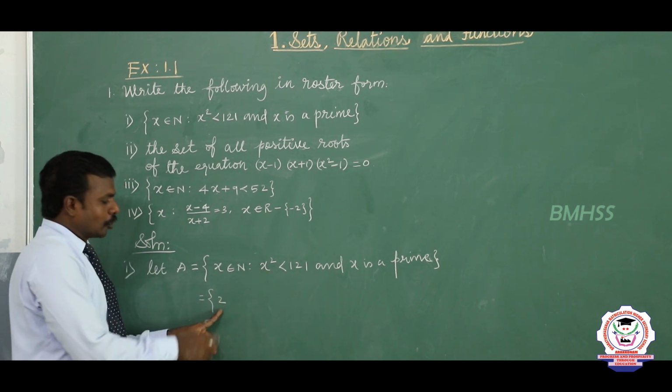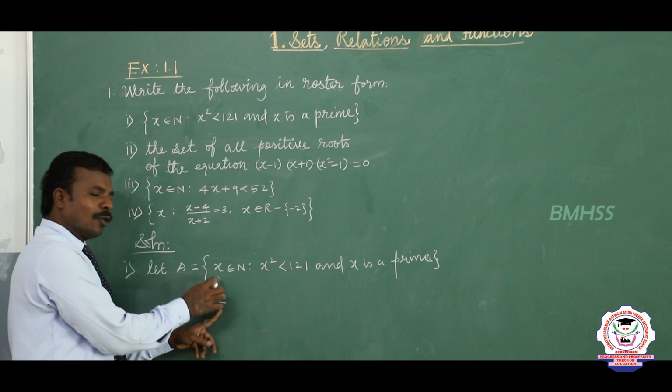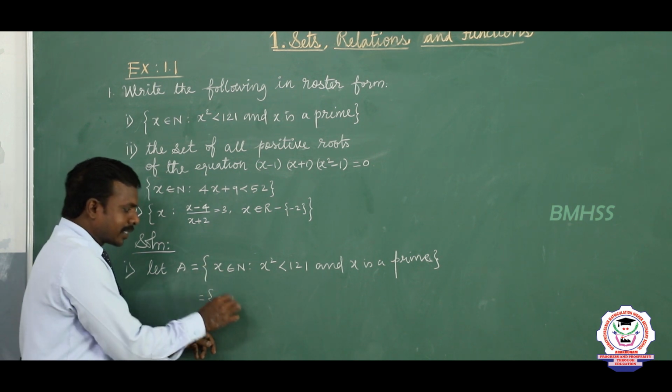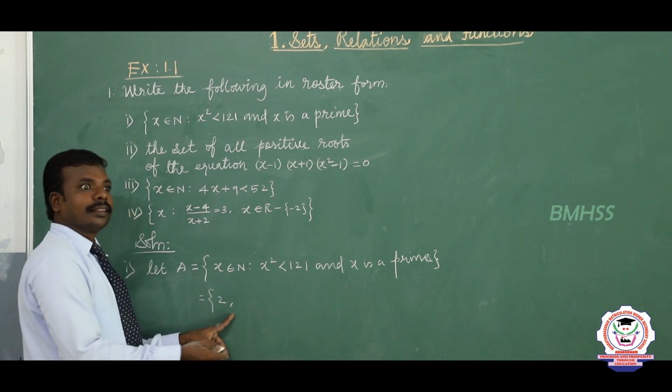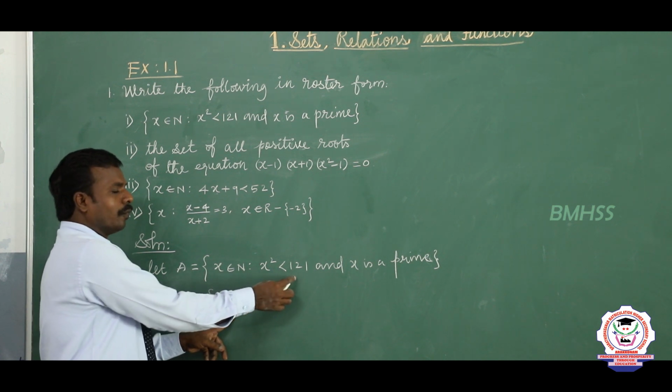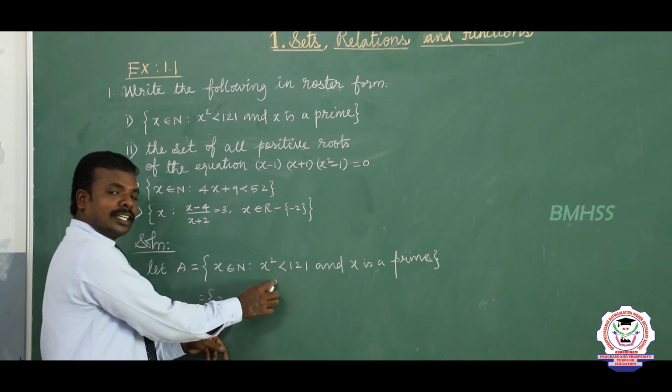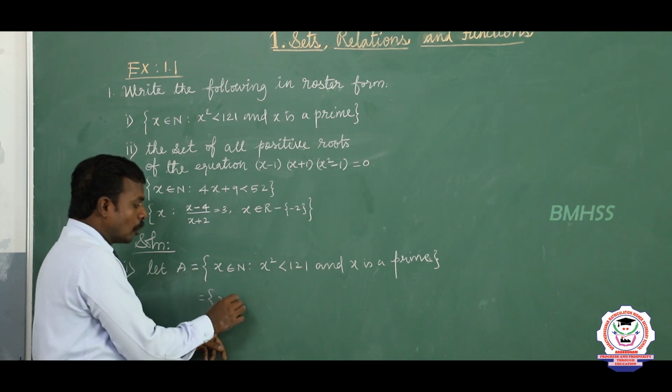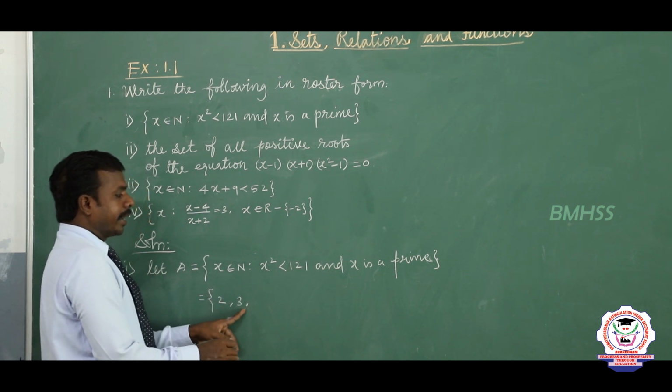Do you understand? So 2 is a possible value of this set. Listen, the next prime number is 3. 3 square is what? Square of x is what? 3 square is 9. That is less than 121. So 3 is also a possible value of x.